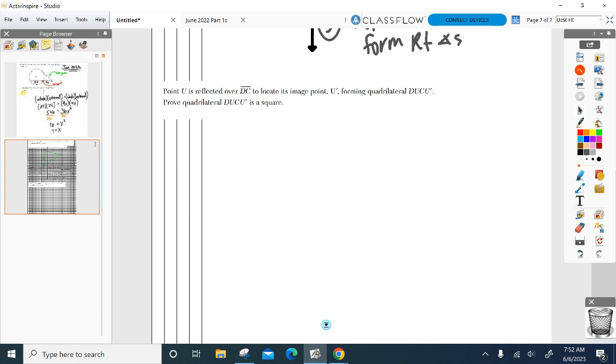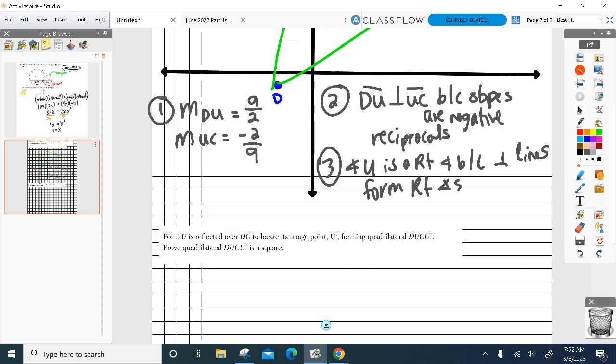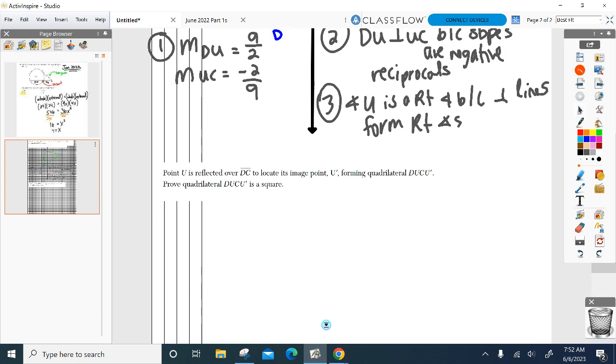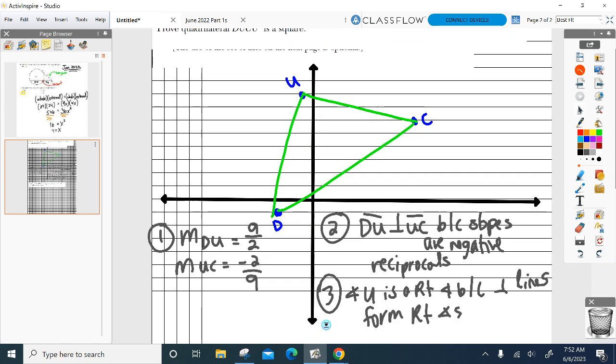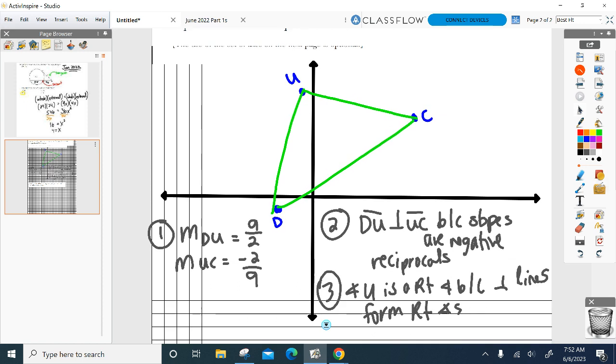All right, next up, point U is going to be reflected over DC, and we've got to locate U prime, forming quadrilateral DUCU prime. And then prove that's a square. So I know U prime's got to be somewhere over here because we always go in a clockwise or counterclockwise order when we label a quadrilateral. So I need to get U over here by reflecting it over DC.